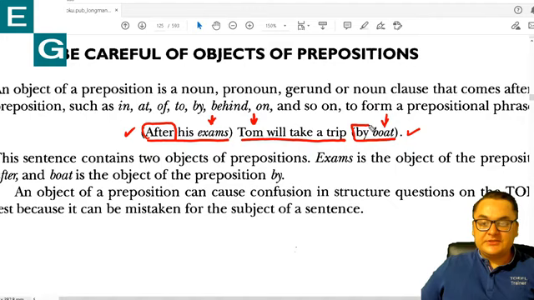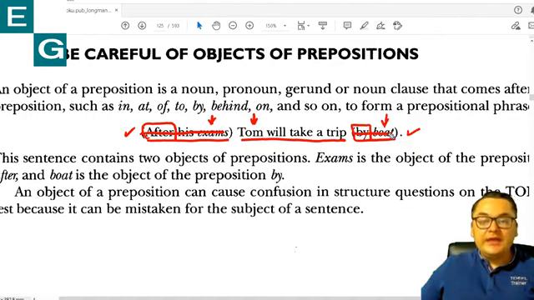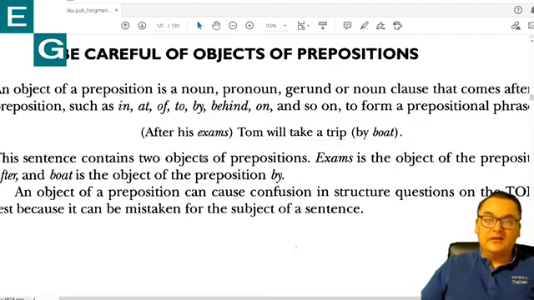This is a preposition, the word after. This is another preposition, the preposition by. So what we can do is delete all this information we have in front of the preposition, so we obtain the real object of the sentence, meaning we get the answer. And this is the answer we are looking for.